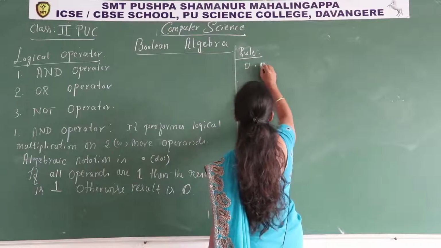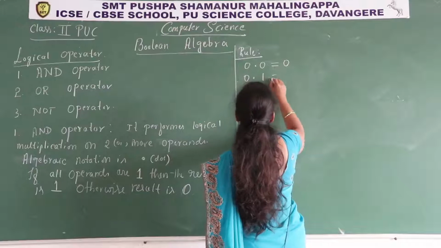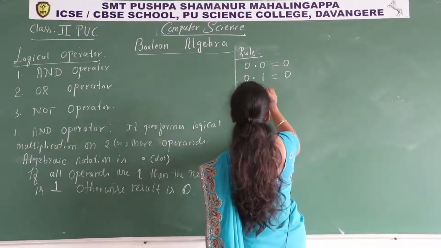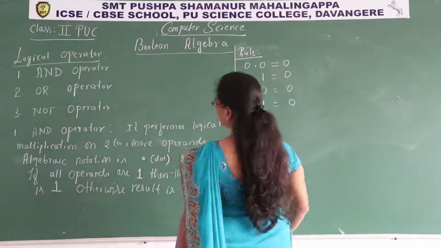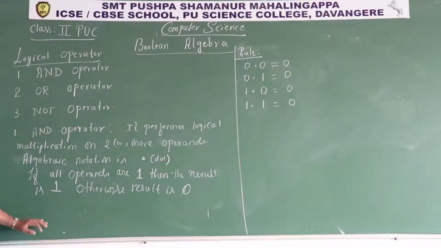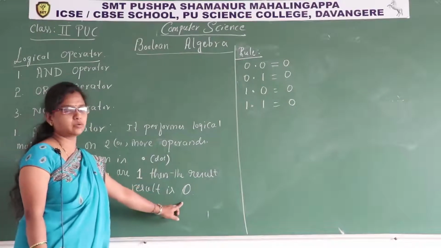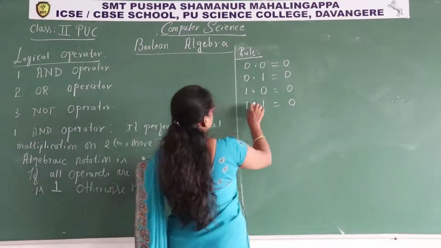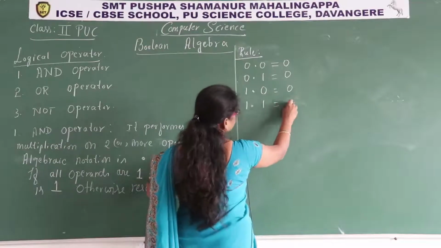0 dot 0 is equal to 0, 0 dot 1 is equal to 0, 1 dot 0 is equal to 0, 1 dot 1 is equal to 1. It operates on two or more inputs and gives a single output. If all inputs are high, then the output is high, otherwise the output is low. Here high is taken as 1 and low is taken as 0. Therefore, whenever all inputs are 1, the output is 1.